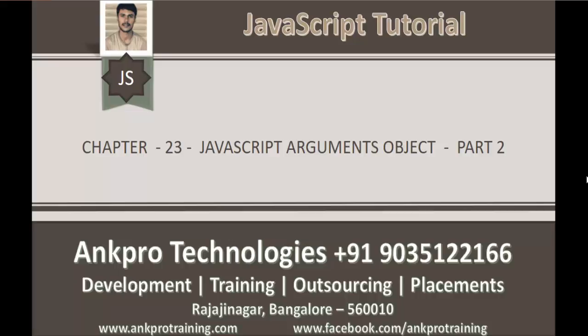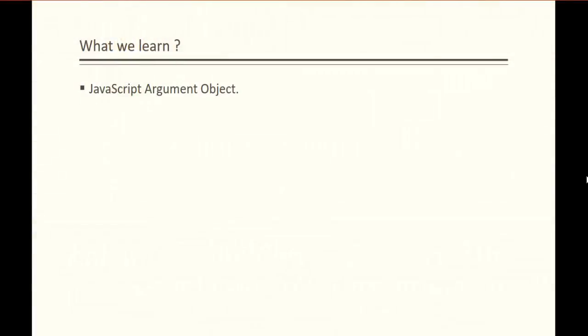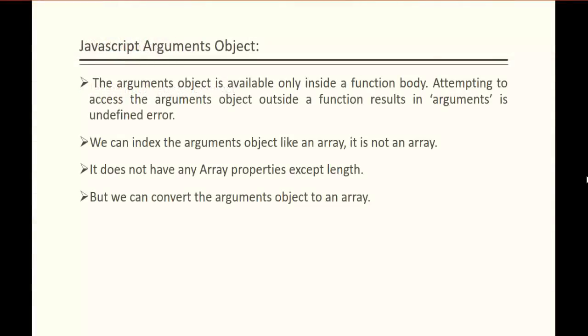My name is Harish. In this session, we are going to learn about the JavaScript arguments object. The arguments object is available only inside a function body. Attempting to access the arguments object outside a function results in an "arguments is undefined" error. So what do you mean by this?